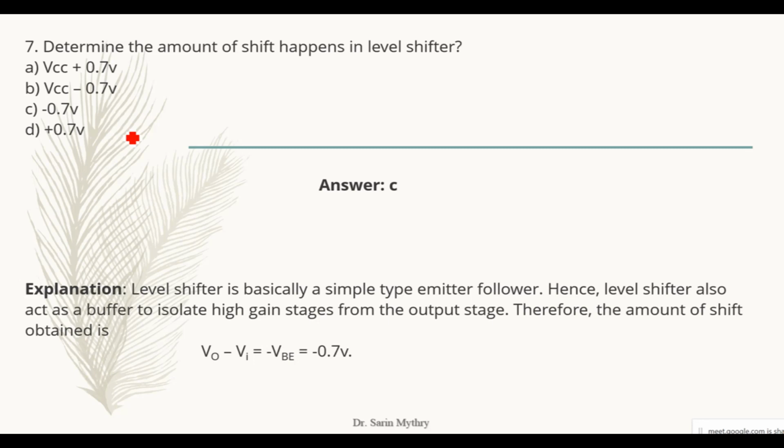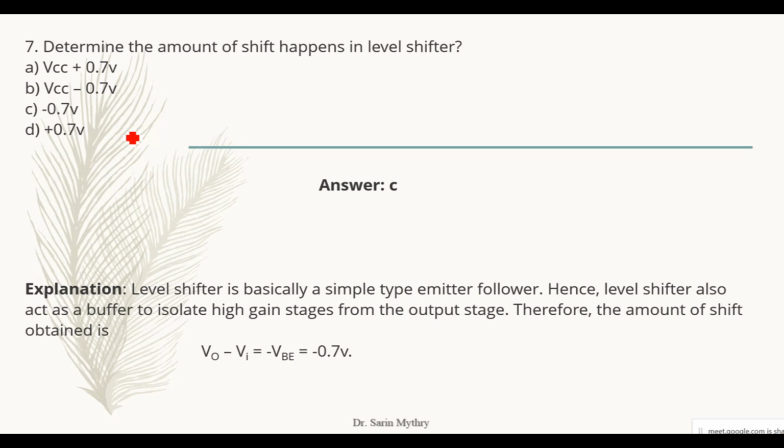So let us see this one. There are some options that have been given to us. Let us see what the correct one is. Level shifter. What is a level shifter? We know that it's basically a simple type of emitter follower. We have seen this level shifter in the previous lectures, in the block diagram of an operational amplifier.